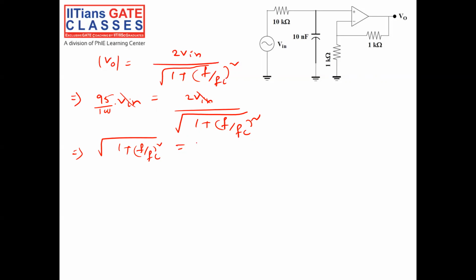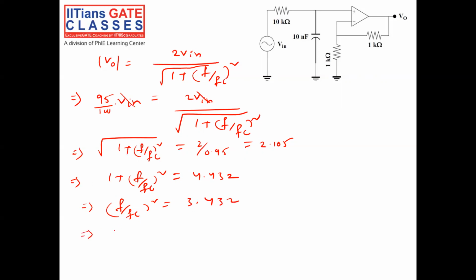I have to multiply 2 by 0.95, wait, divide 2 by 0.95. So it is equal to 2.105. Now 1 plus (f by fc) whole square is equal to the answer squared, which is 4.432. Simply, (f by fc) whole square is equal to 3.432. So f is equal to fc into root of 3.432, which is 1.85. So 1.85 into fc.